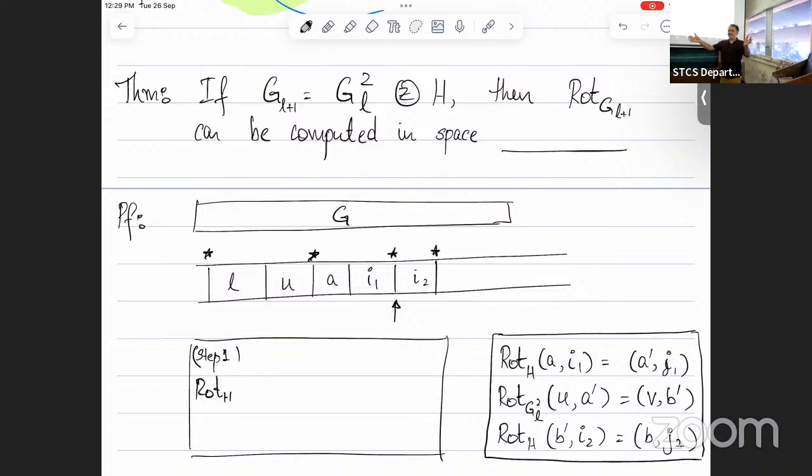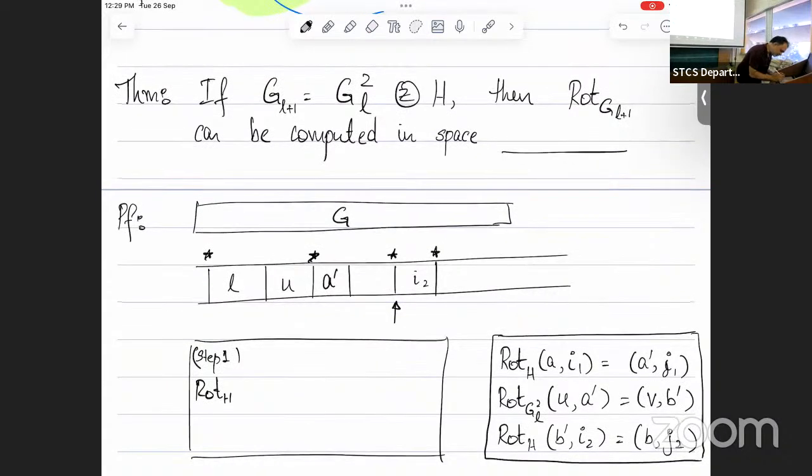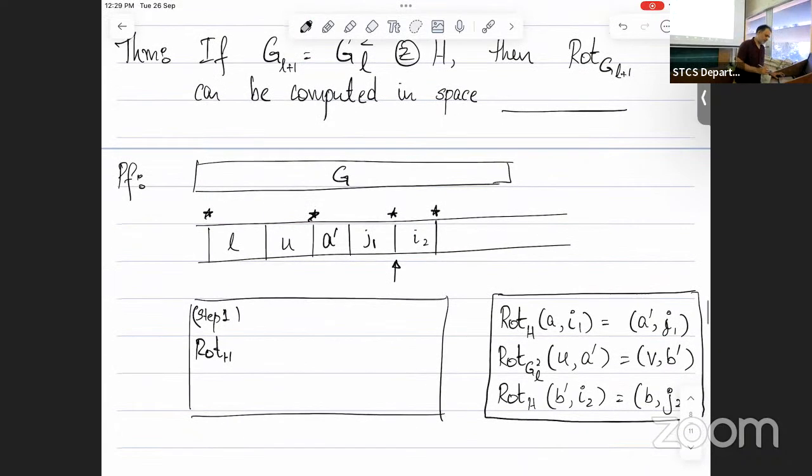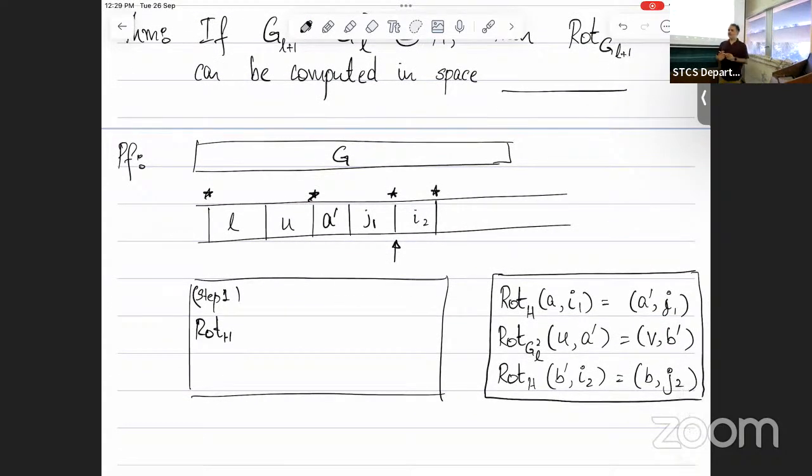This is a constant size graph. I can do whatever. It's written somewhere. You can just read the whole thing if you want. And that is going to replace this with A prime. What did I call it? A prime comma J1. Okay. So far, so good.